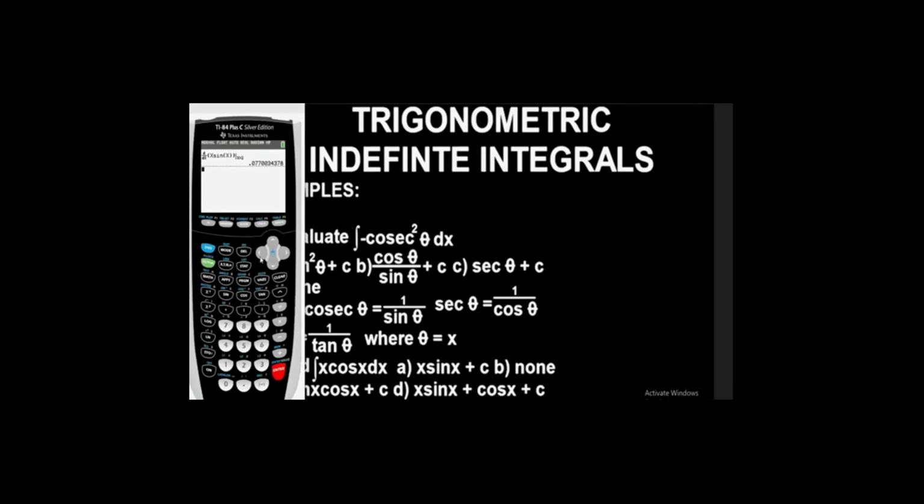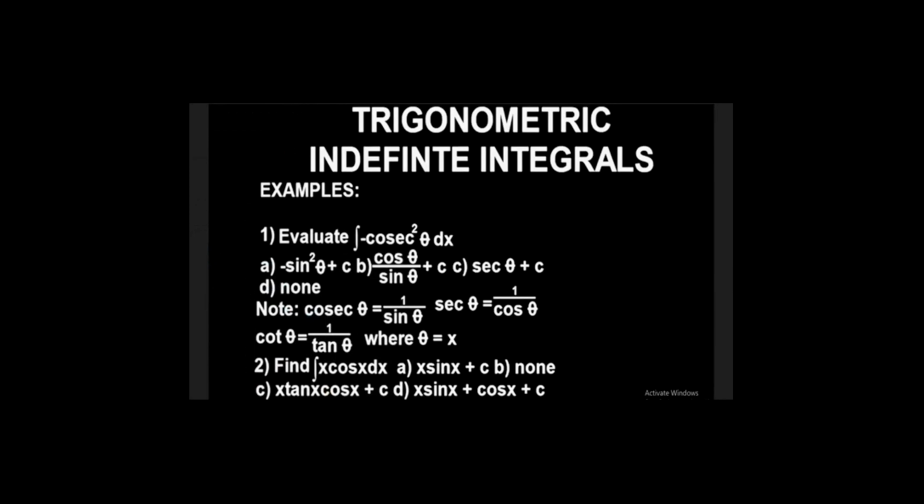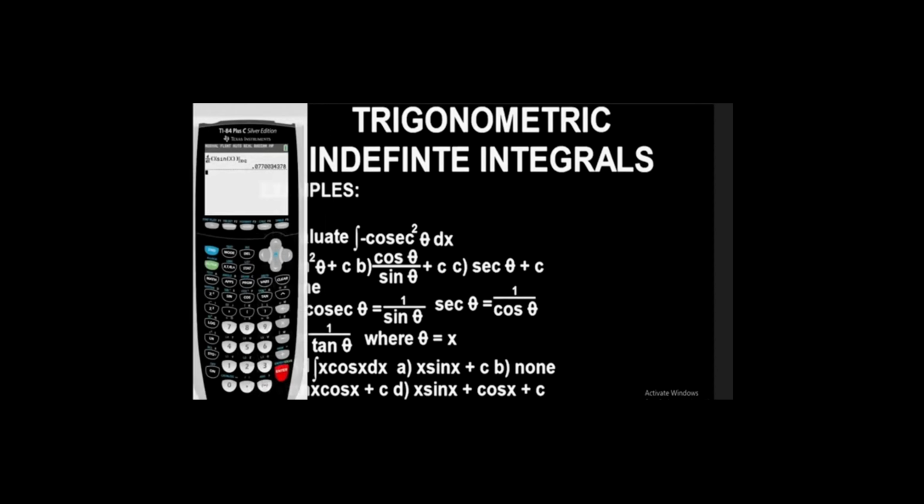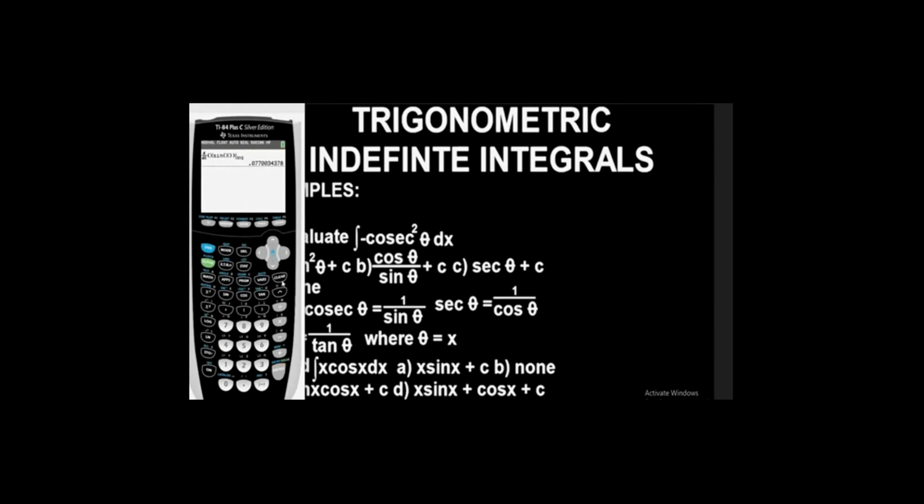Okay, so let's check option B. Let's clear this. Option B is none. Alright, so let's check option C. What is there in option C? s tan x cos x. Okay, s tan x cos x. Let's clear this. So we have s tan x cos x.